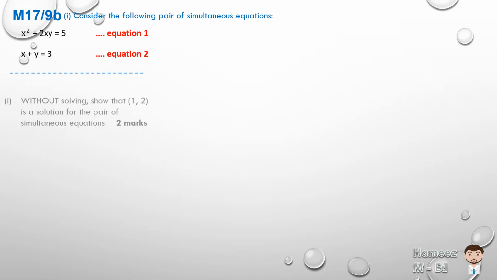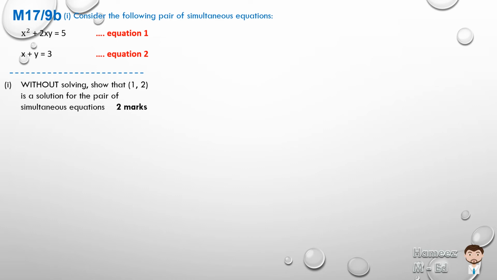Part 1. Without solving, show that the point (1, 2) is a solution for the pair of simultaneous equations. So that means if we substitute x is equal to 1 and y is equal to 2 into equation 1, so let's write equation 1, x squared plus 2xy is equal to 5, and we put in the x and y values, then the left-hand side should be equal to the right-hand side. So there are a couple of different ways to do this. So if we substitute, we get 1 squared plus 2 times 1 times 2. 1 squared is 1, plus 2 twos are 4. 1 plus 4 is 5. So the left side is equal to the right side, therefore it works.